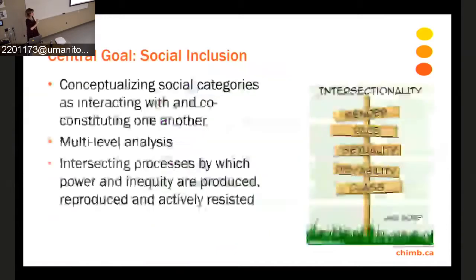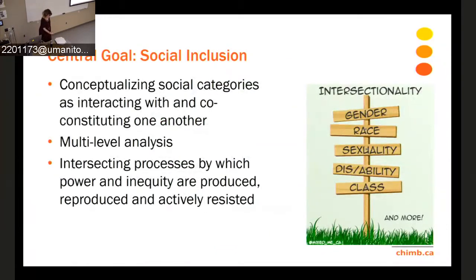So how does this relate to patient and public engagement? The big thing is the central goals are really the same between patient and public engagement and intersectionality, in that social inclusion of voices that are traditionally less heard is one of the most important pieces of the puzzle.